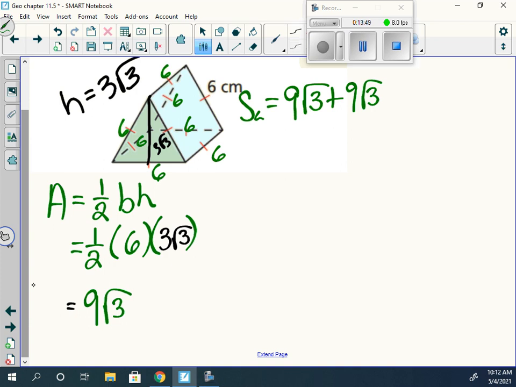Now, the lateral faces, we're trying to find the area of each one of these sides. For the area of our lateral faces, what we can use is the height times the perimeter. And this works for any polygon. We had this formula at the beginning, and we could have really used this to begin with.